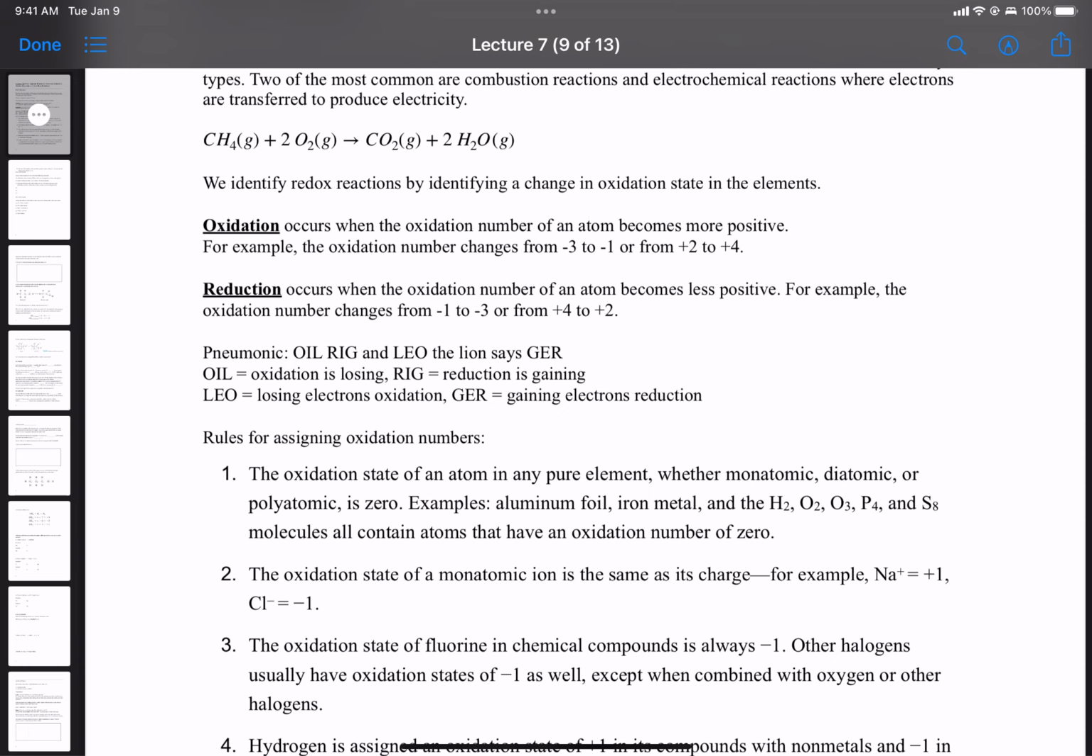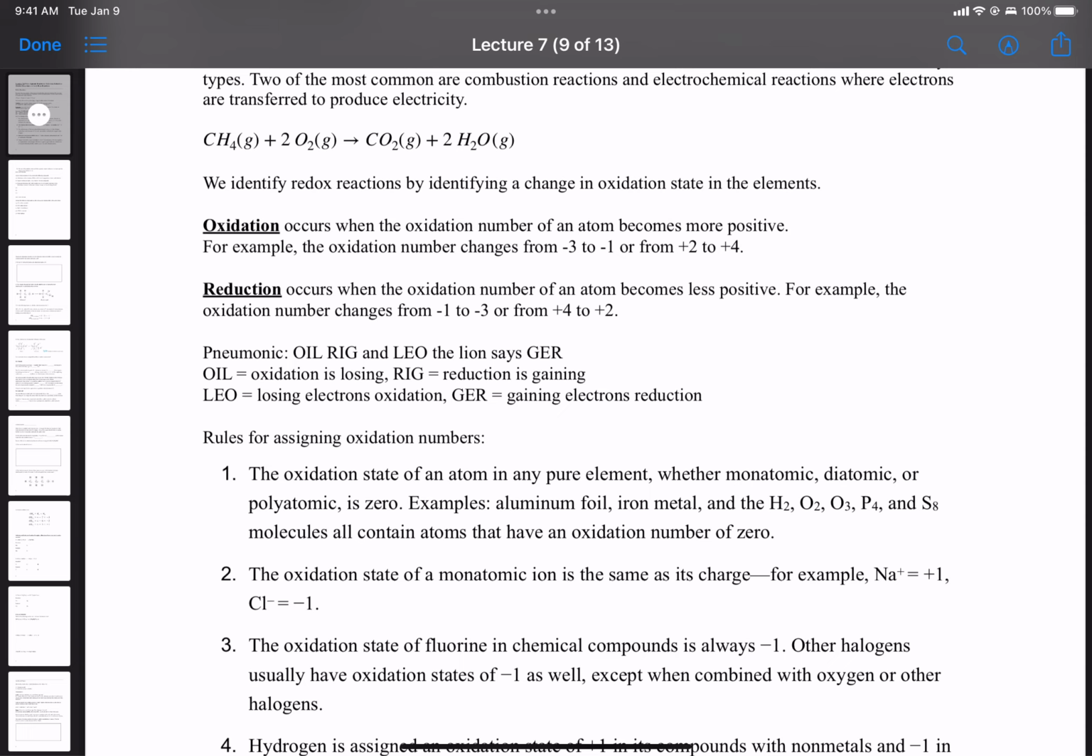Okay, so if you have an ion, the oxidation state of the element is going to be the same as its charge. For example, a sodium ion is +1, chloride is -1. Now, fluorine in chemical compounds is always -1. However, if it's fluorine, F2, by itself, it's 0.